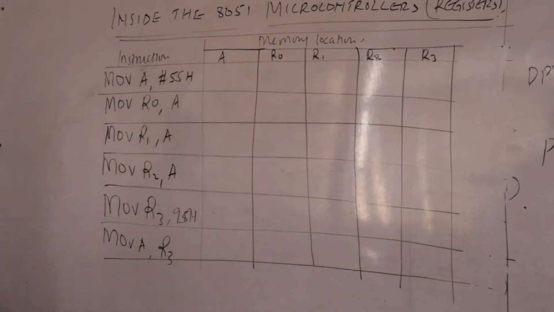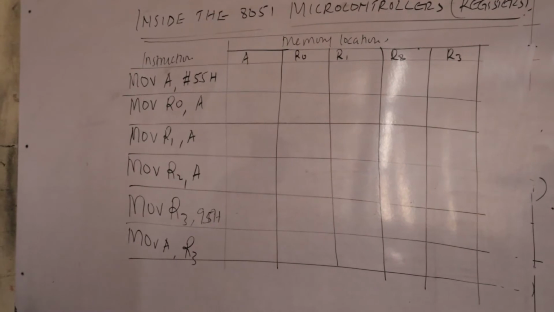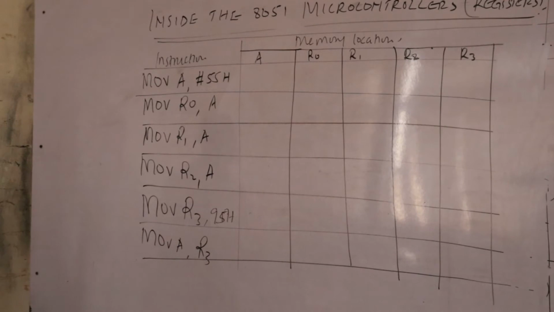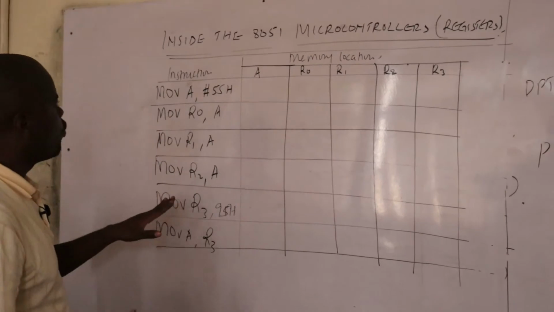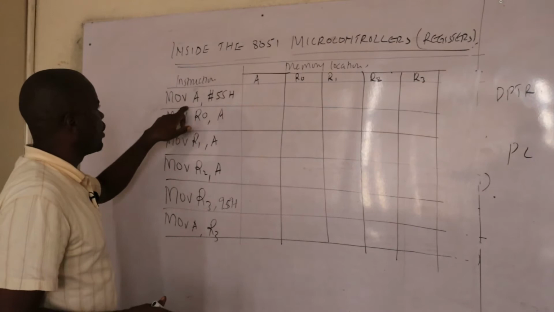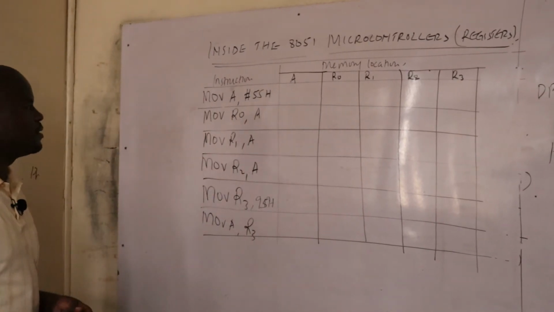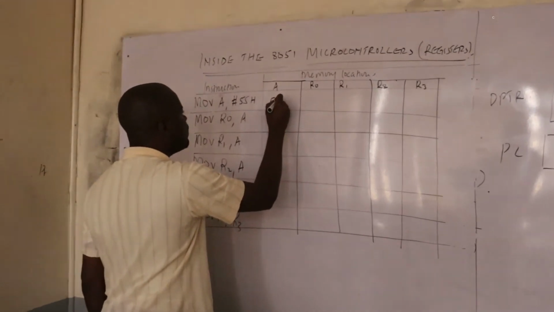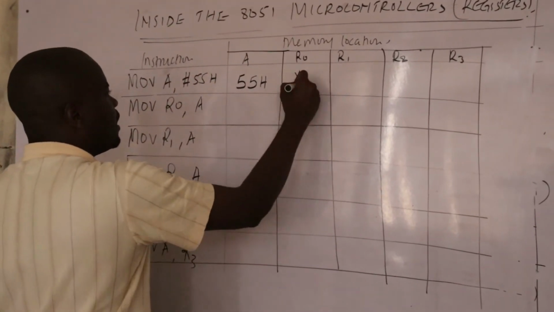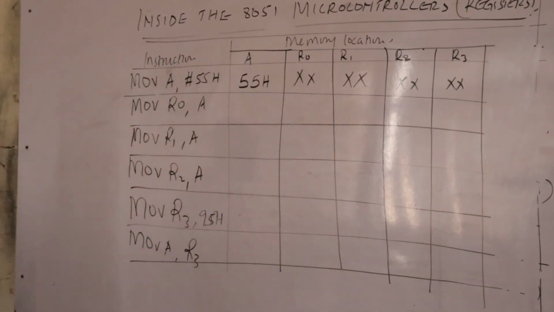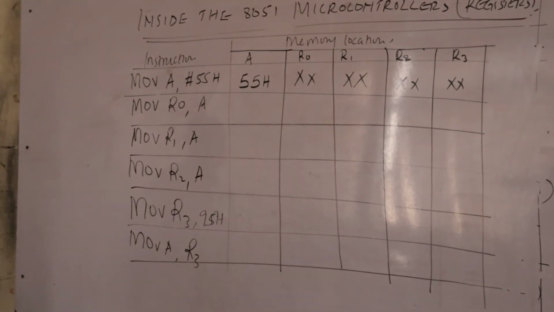So our trace table has got 5 memory locations as per the instructions. We are going to look at how each and every instruction is going to affect the memory locations. For example, if we talk of the first instruction, move 55H into register A, it means that at the end of this instruction, the only register that will be affected is A, and what will be moved there is 55H. The other registers will not be affected.